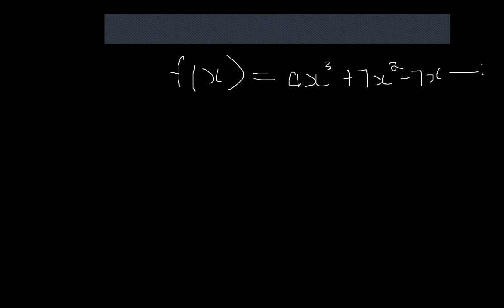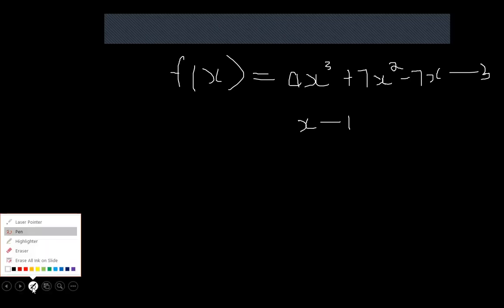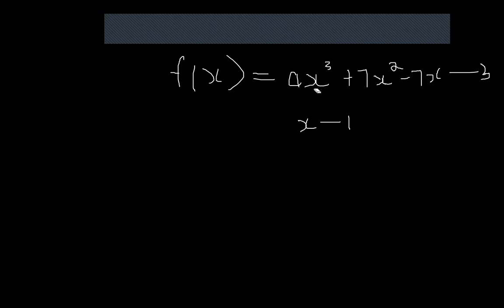They gave us the function f of x is equal to a x cubed plus 7x squared minus 7x minus 3. And they want you to divide this by x minus 1. They want you to find the remainder. When I divide this function, x cubed plus 7x squared minus 7x minus 3, by x minus 1, what is my remainder?